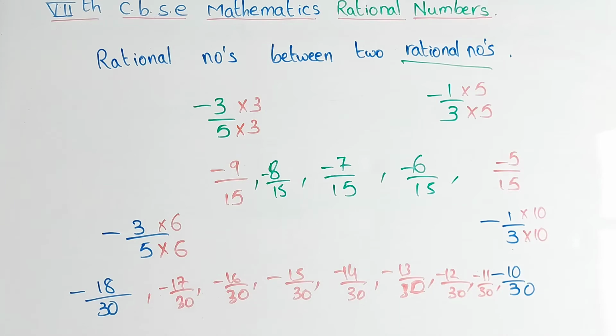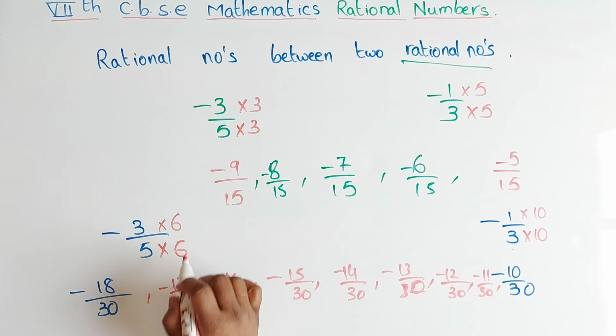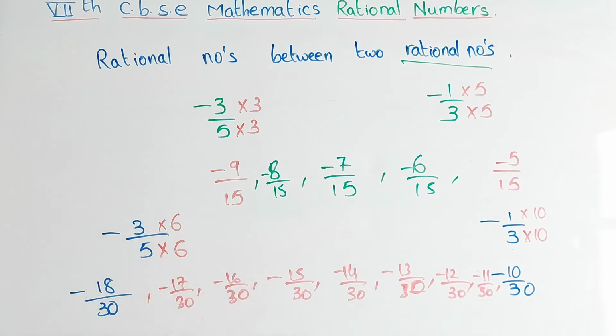Right, children? If you want many more rational numbers, you have to multiply the denominator with any other number like 10, 30, 20. But you have to make sure that both the denominators are the same. Right, children?